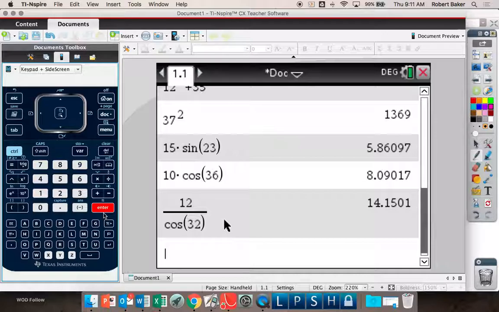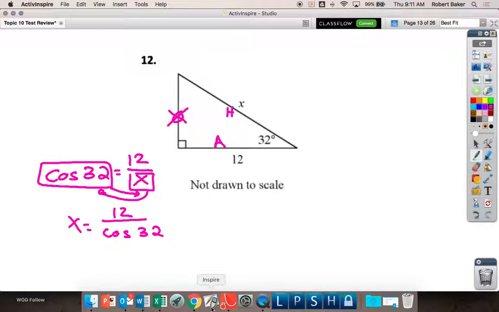14 is the nearest whole number, 14. And I look at that. Does that answer make sense? Is 14 bigger than 12? Yeah, so it is possible, since it is the length of the hypotenuse.